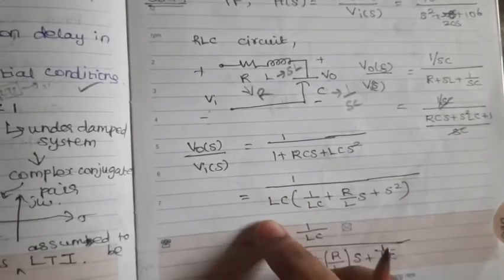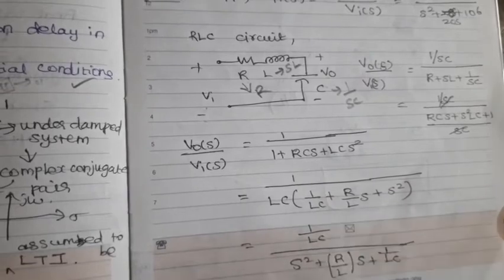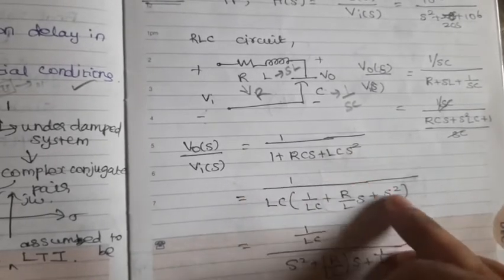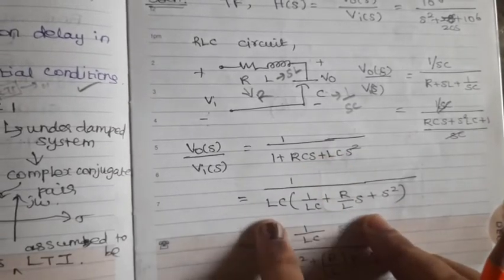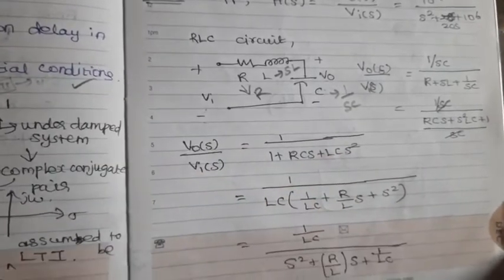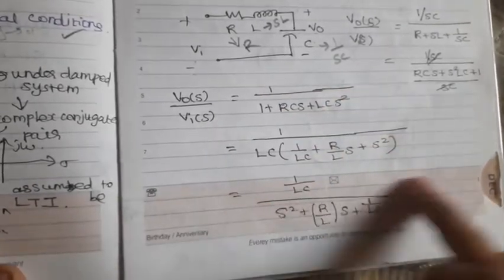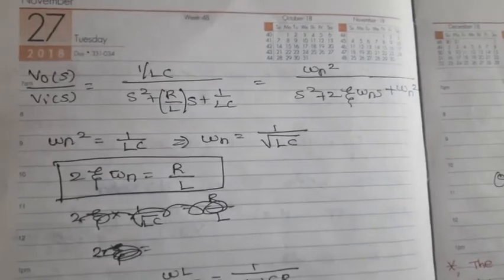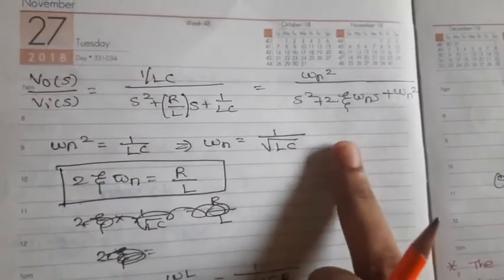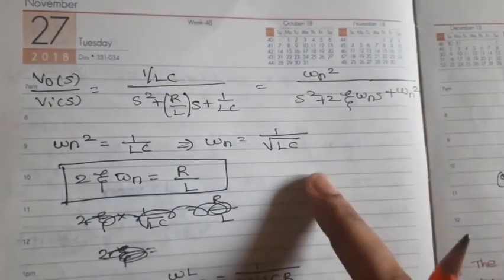So, take LC outside. Then only we will get S squared plus S term plus constant term. So, LC into S squared plus R by L into S plus 1 by LC. Then 1 by LC goes to the numerator. So, 1 by LC divided by S squared plus R by L into S plus 1 by LC. So just equate this with the standard second order transfer function, omega n squared divided by S squared plus 2 zeta omega n S plus omega n squared.